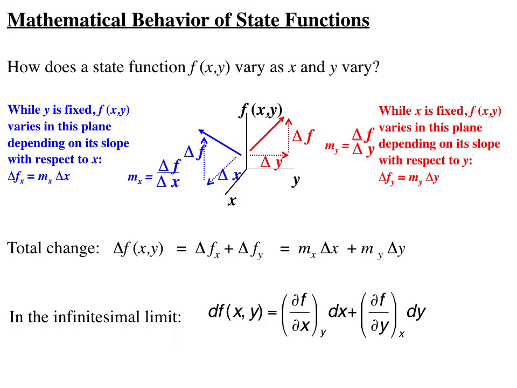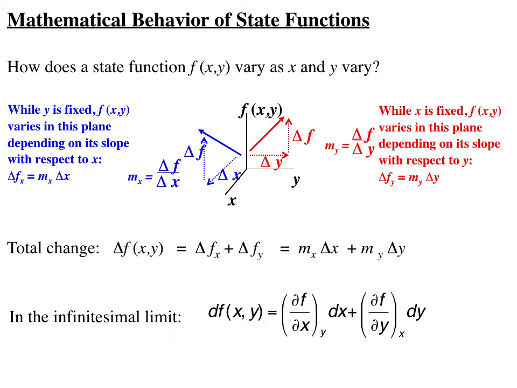So instead of doing this in a finite sense, let me do it infinitesimally. Instead of delta f of x and y, I'm going to look at df of x and y. So it will be equal to the increment of change in each plane, and that increment of change is now the continuous slope of the function. In the fx plane, it's df dx. In the fy plane, it's df dy.